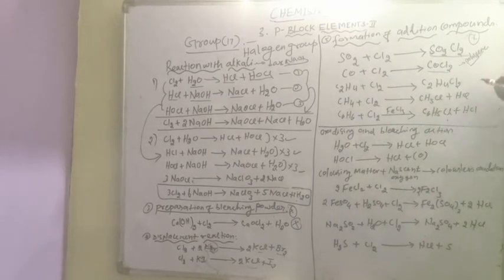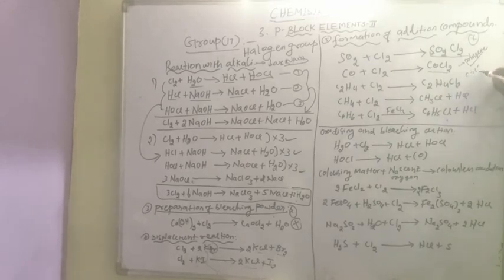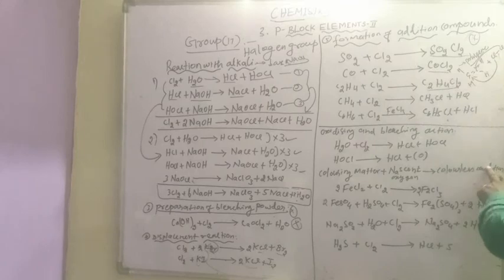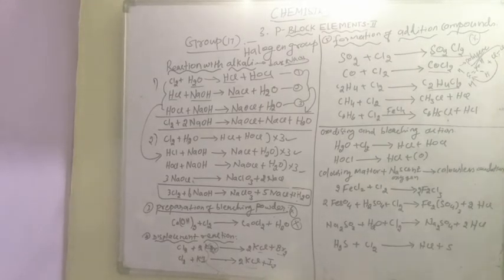Also with ethylene, C double bond C, with hydrogens present, chlorine adds. I can write Cl: one chlorine adds here, another chlorine adds here, to form C2H4Cl2, ethylene dichloride.